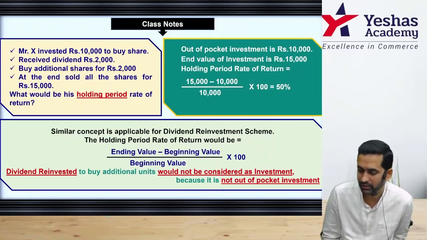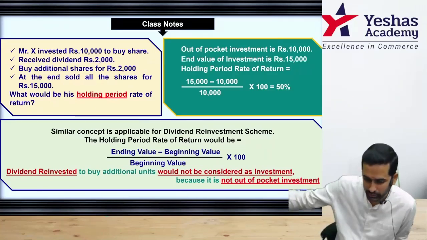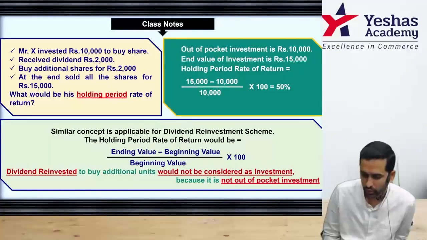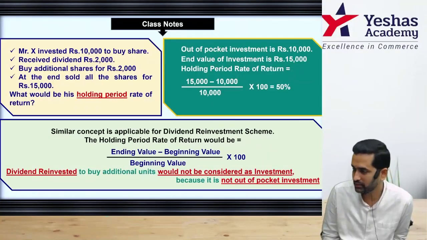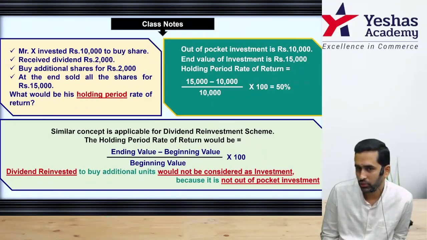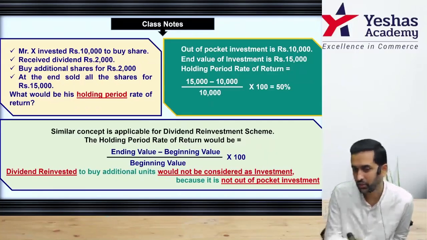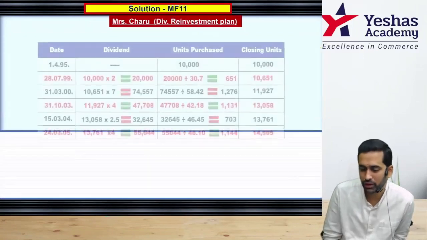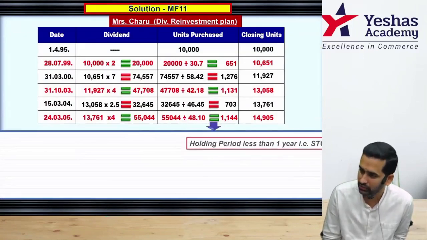His out of pocket investment is 10,000. I'm going to the other part of the slide. End value of investment is 15,000. So holding period rate of return is 15 minus 10 by 10 into 100, it is 50%. Now his investment is only 10,000. In between, that dividend came and the dividend is reinvested. This is for share. Now apply similar concept here. How much was your out of pocket investment? That was only 1 lakh.